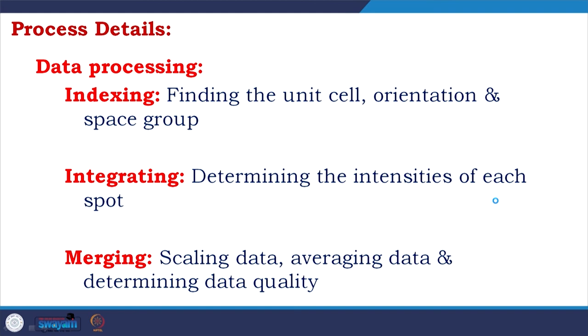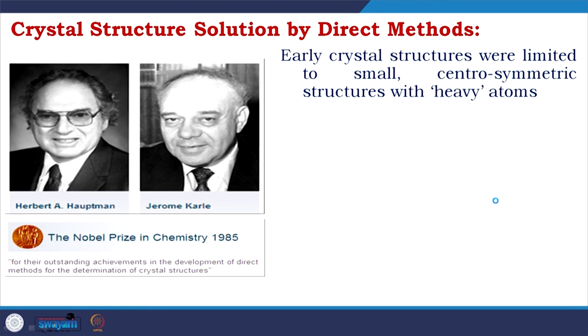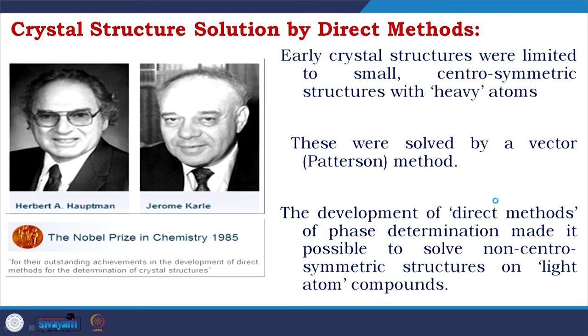The crystal structure solution was first achieved by the direct method. Herbert Hauptman and Jerome Karle were awarded the Nobel Prize in Chemistry in 1985 for their outstanding achievement in the development of direct methods for the determination of crystal structures. As we know, early crystal structures were limited to small centrosymmetric structures with heavy atoms. It was easy. This was solved by a vector method, which is the Patterson method. The development of direct methods of phase determination made it possible to solve non-centrosymmetric structures of light atom compounds.